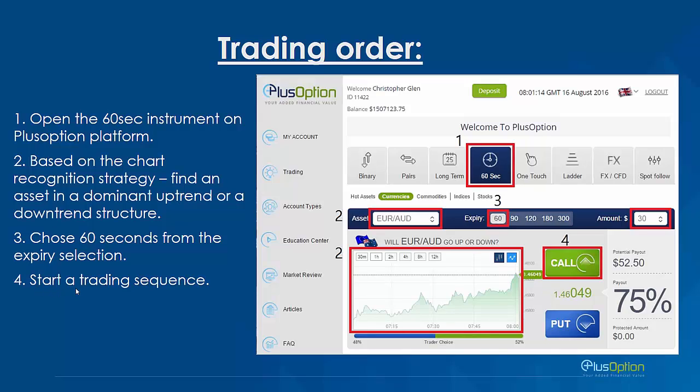And obviously start a trading sequence. And in this section we need to ask ourselves, what is the sequence that we would like to start with?